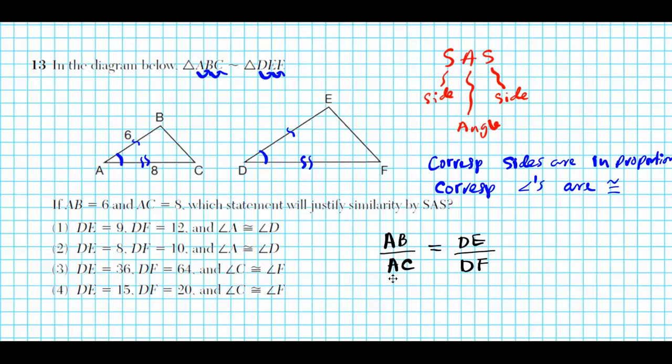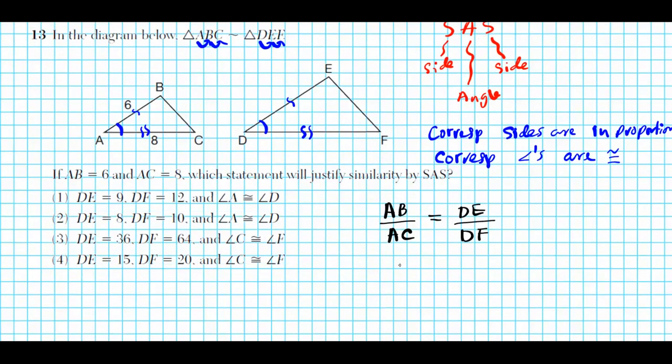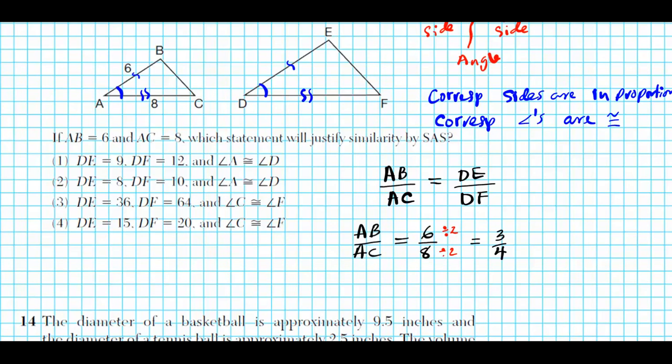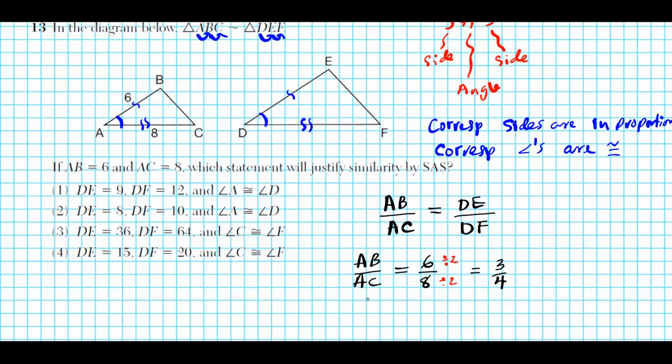AB over AC, let's do that first. AB over AC is 6 over 8, reduced by dividing both sides by the GCF, which is 2. So the ratio is 3 over 4. Now let's test out our options. Option number 1. If we test out option 1, we're looking for DE over DF. Is DE over DF equal to 3 over 4?